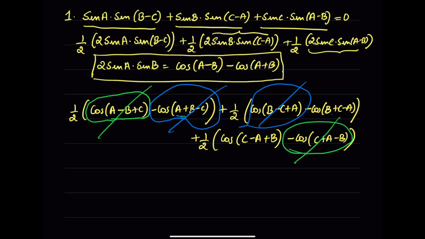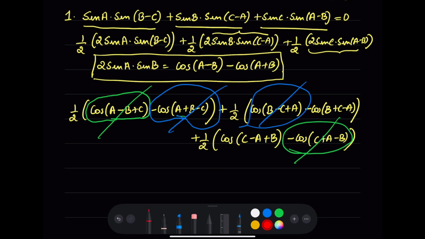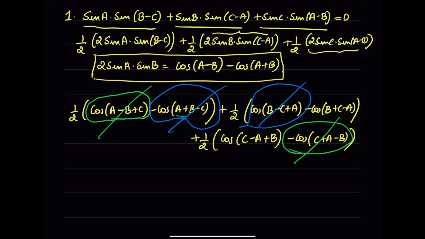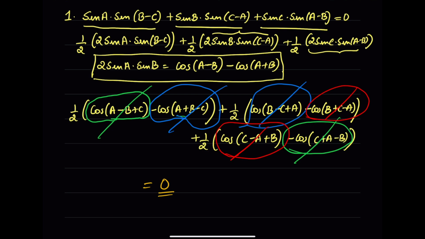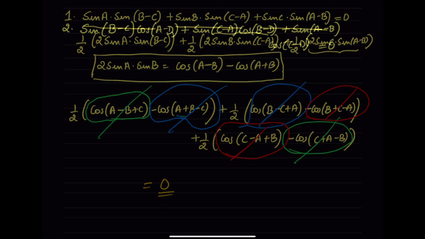And then the last one is B plus C minus A. This is also B plus C minus A. So these two terms are similar. So all the terms in the question get cancelled out. That's why we have the value of the equation as 0. So that is how we can solve the first question. Let's try the second one.